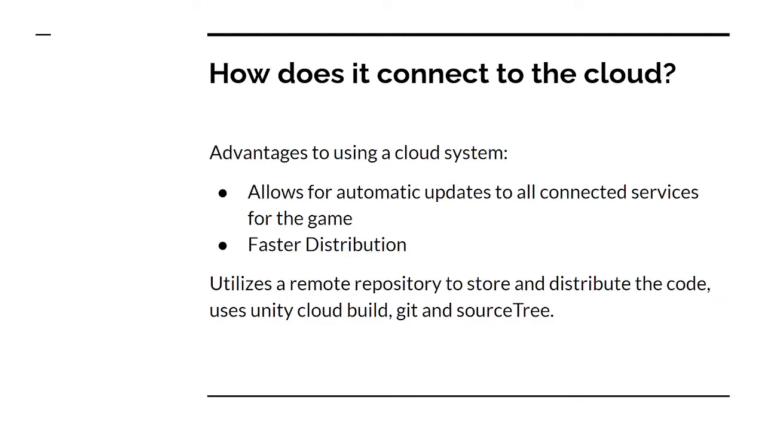Now, how does it connect to the cloud? Connecting a build in Unity to the cloud is relatively easy. It only requires 3 main things: a build uploaded or created in Unity Cloud Build, the usage of Git or Bitbucket, and an application called SourceTree. SourceTree is a repository that will store the project and connect with Git and Bitbucket to distribute the application. By using these tools, an application made in Unity can be connected to the cloud for faster sharing and updates across devices.